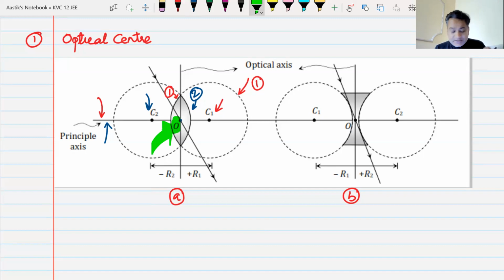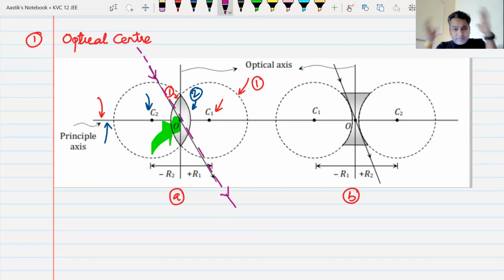What is the speciality about this point? The speciality is also shown in this very nice little diagram. Light does not get refracted is not very correct; light does not get deviated is probably correct. If light passes through that point, do you see this light which is passing through this one? It passes through it undeviated.